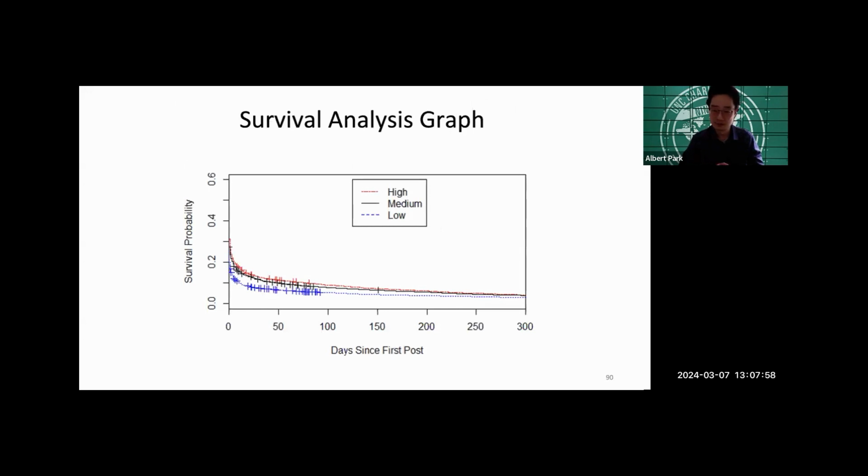And as you can see in the graph, the high group had the highest probability to stay with the community, followed by medium and low, and they stay active for at least 300 days. The difference between these three groups is all statistically significant. This means if members receive higher vocabulary similarity scores as a newcomer, they're likely to stay with the group longer and participate.